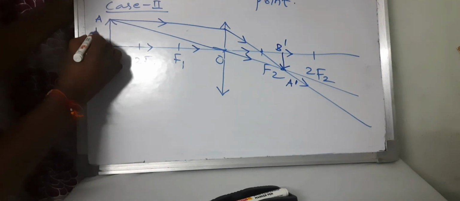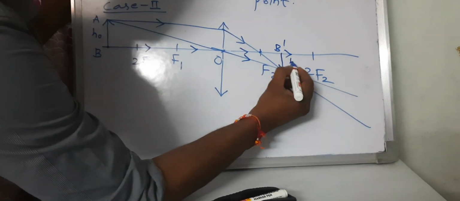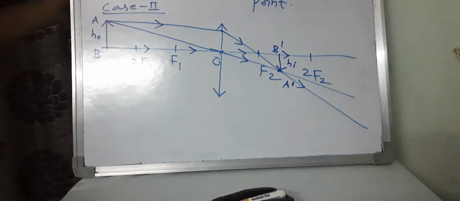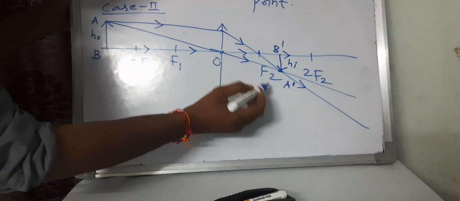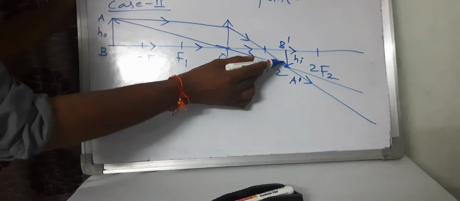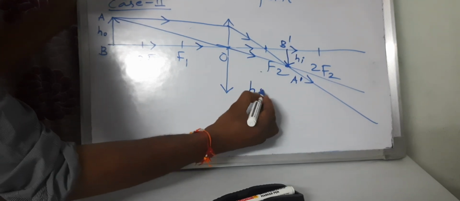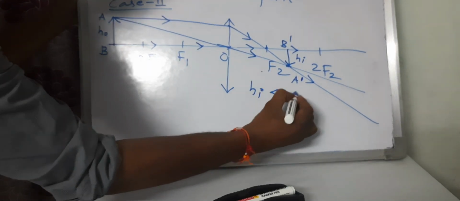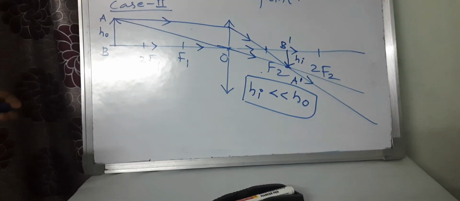This is the size of the object, HO, height of the object. This is the height of the image. If you observe, when the object is placed beyond 2f1, the image forms between f2 and 2f2. And the nature of the image is real, inverted and diminished. Means the height of the image is smaller than the height of the object. Diminished image. So this is case 2.